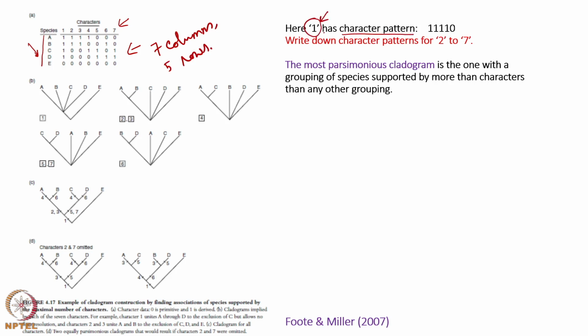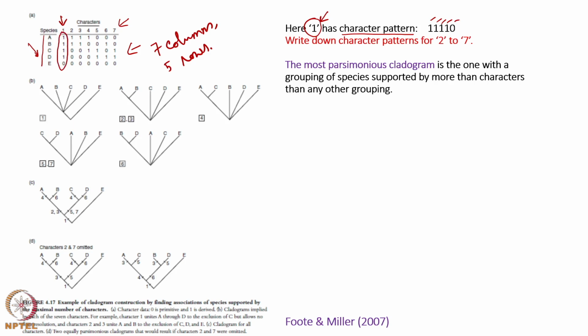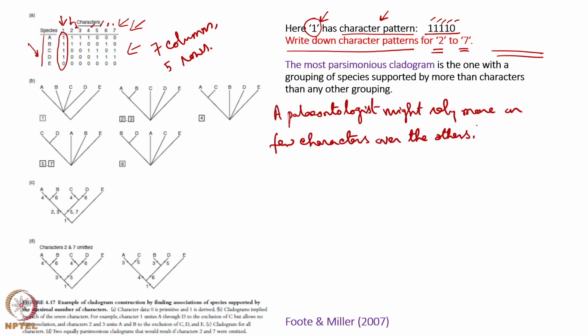1 is a character and its pattern for the 5 species is 1 1 1 1 0 as given here. So, if this column is written in this way, this is known as the character pattern. Let's write down the character patterns for these characters 2, 3, 4, 5, 6 and 7. Even after defining such a matrix, a paleontologist can rely more on certain characters and less on certain other characters. Therefore, he may decide to drop a few characters in building the cladogram.